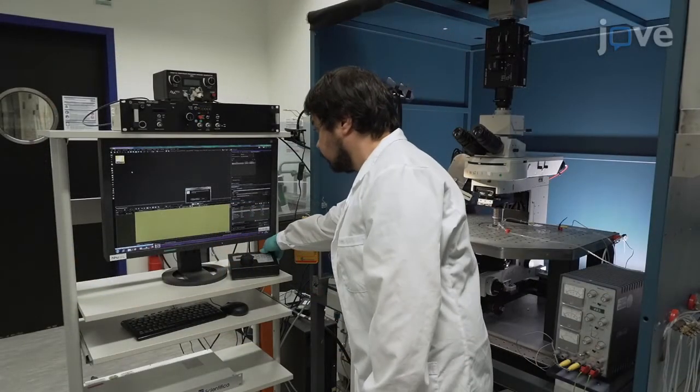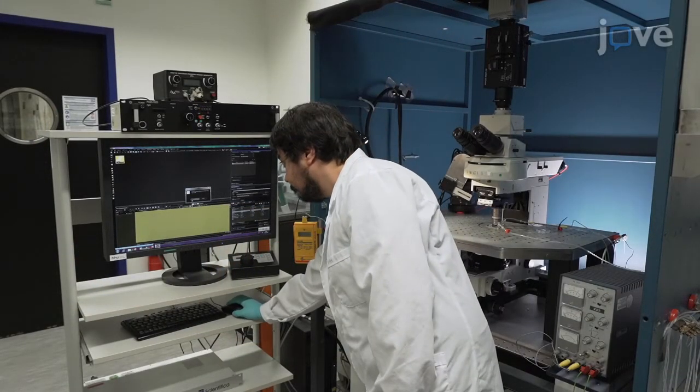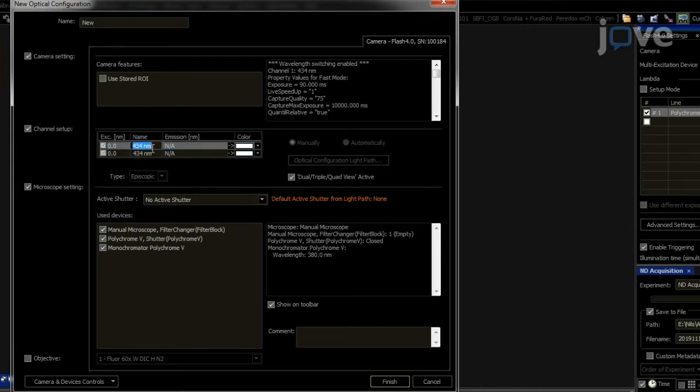Then, switch on the camera and the imaging software. Excite the donor fluorescent protein at 435 nanometers. Set the exposure time to between 40 to 90 milliseconds.